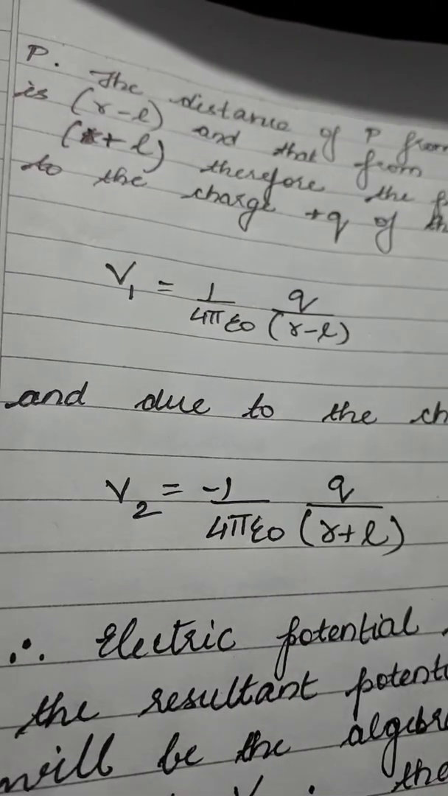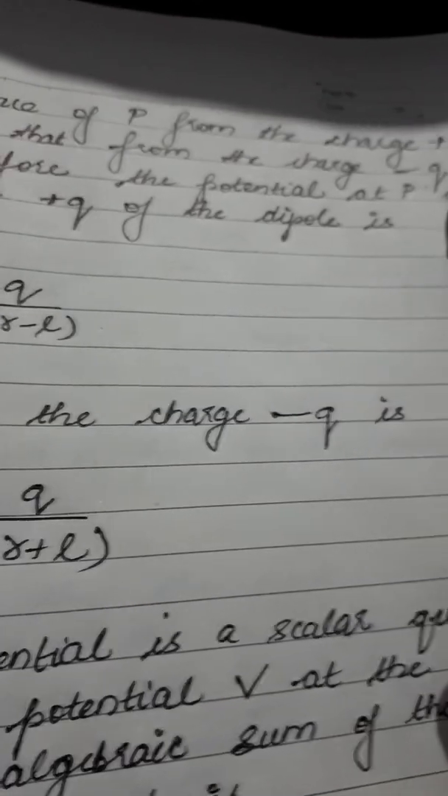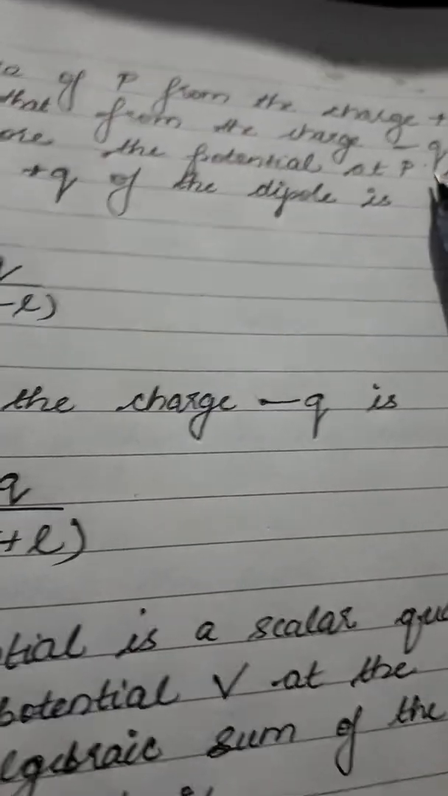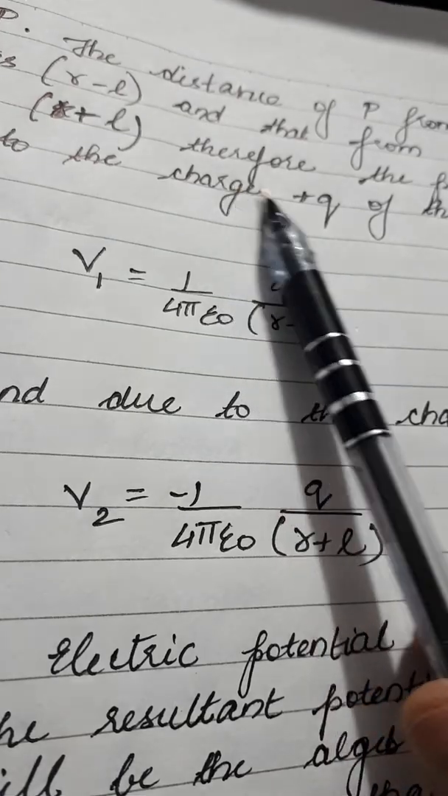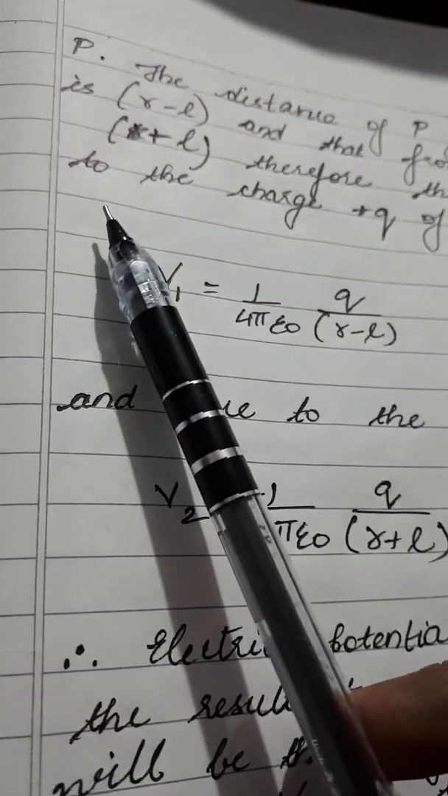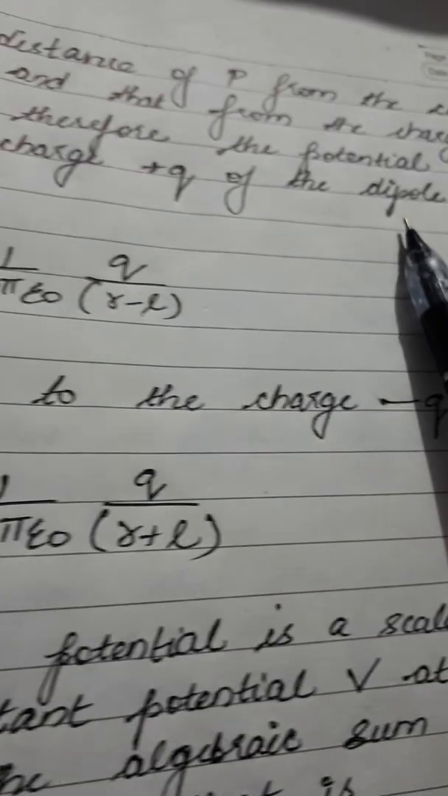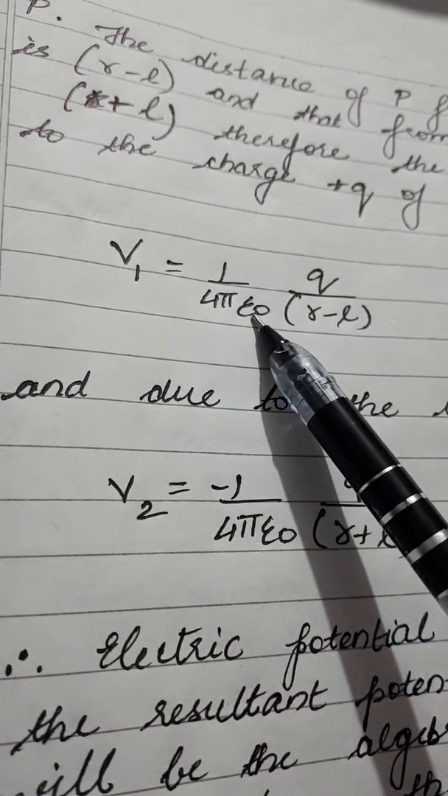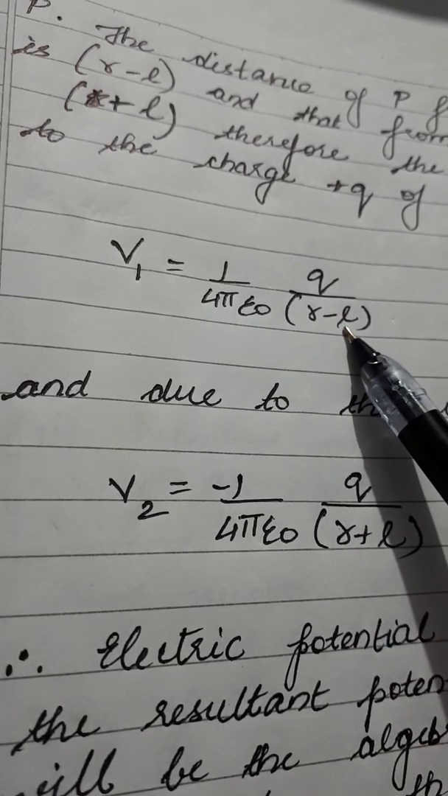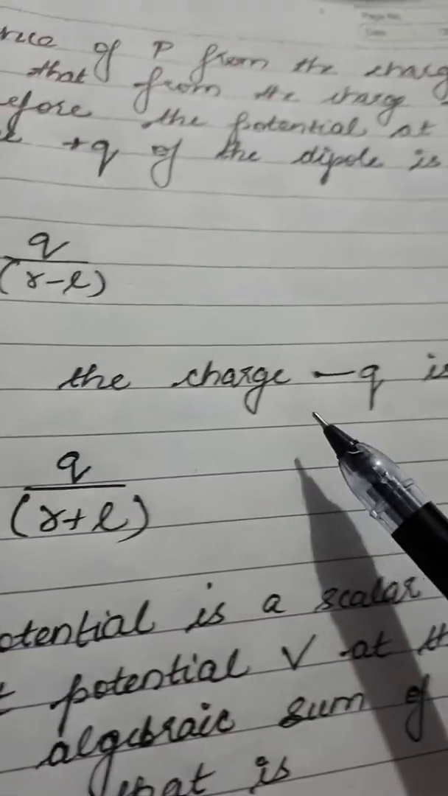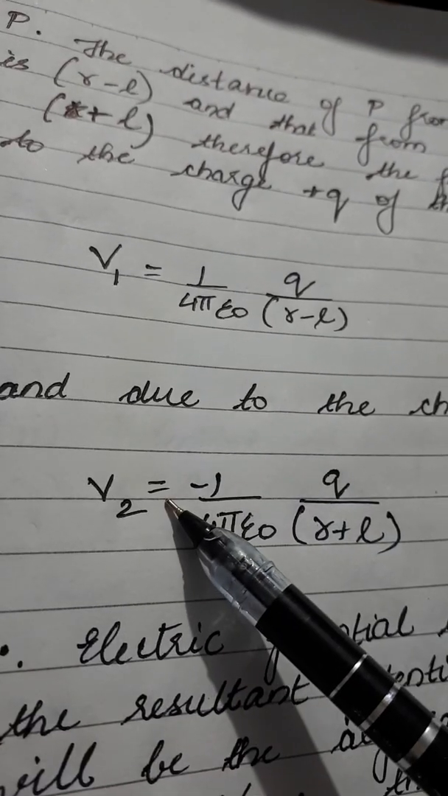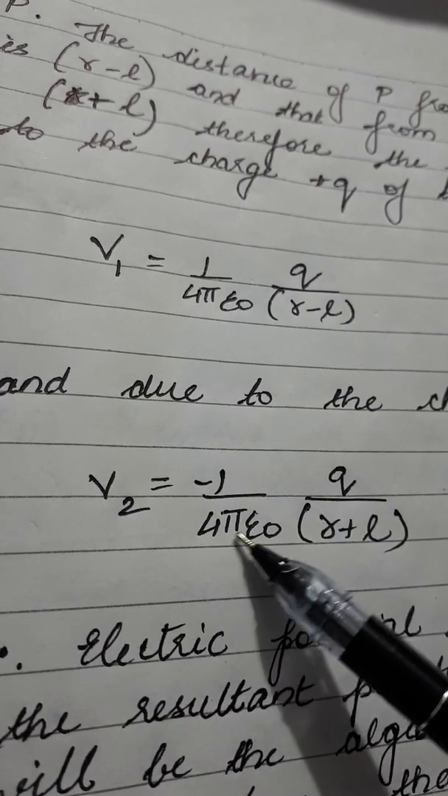That is what is written over here. The distance of P from the positive charge plus Q is R minus L, and that from the negative charge is R plus L. Therefore, the potential at P due to the charge plus Q of the dipole can be written as V1 is equal to 1 upon 4 pi epsilon naught Q upon R minus L, and due to the charge minus Q, it is written as V2 is equal to minus Q upon 4 pi epsilon naught R plus L.